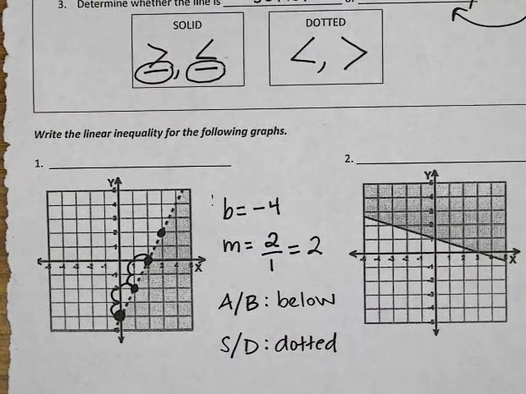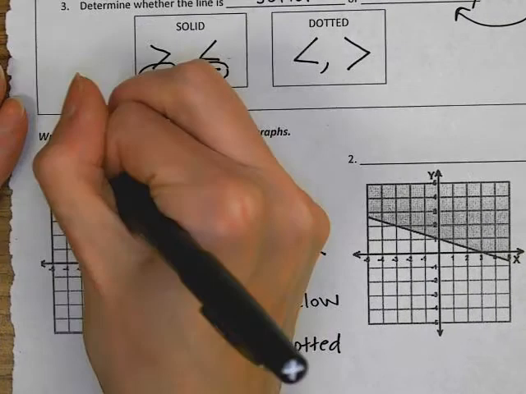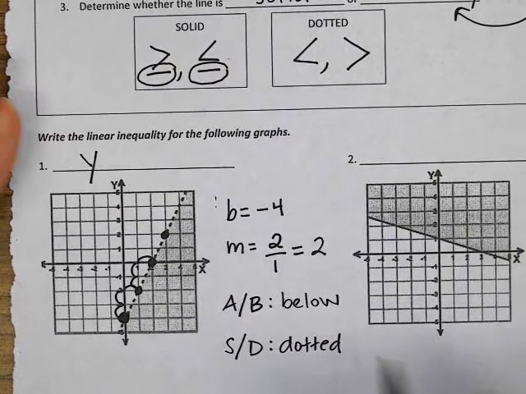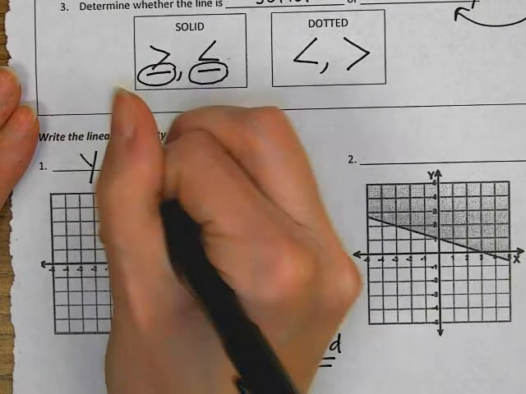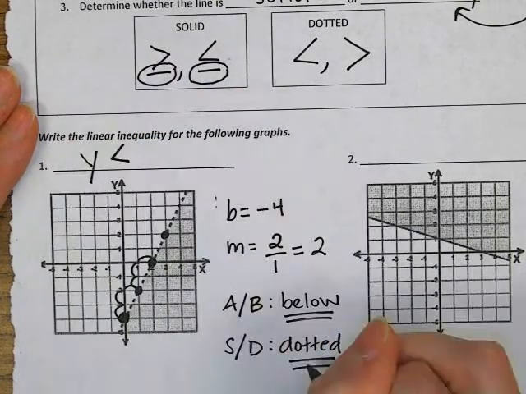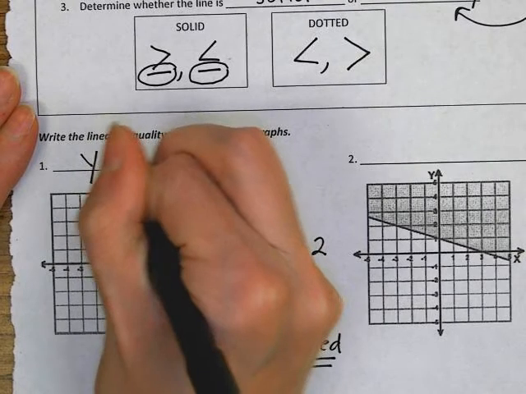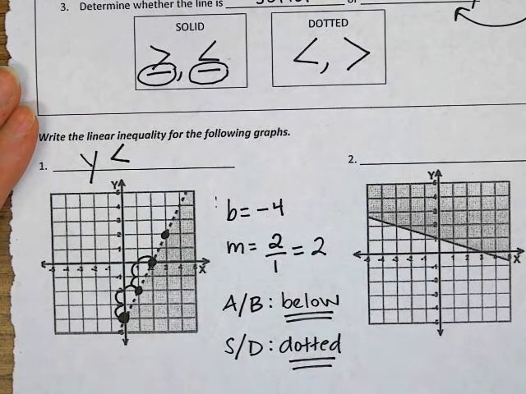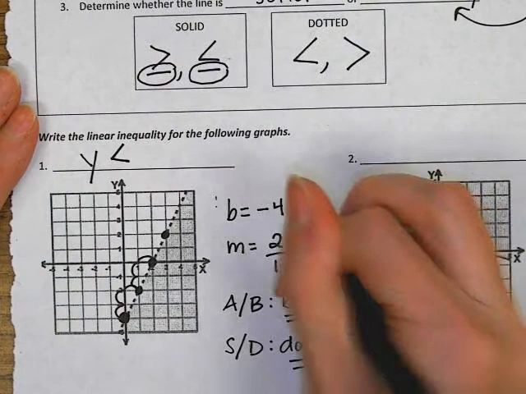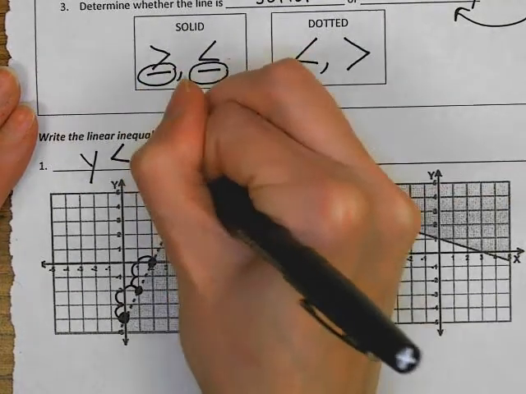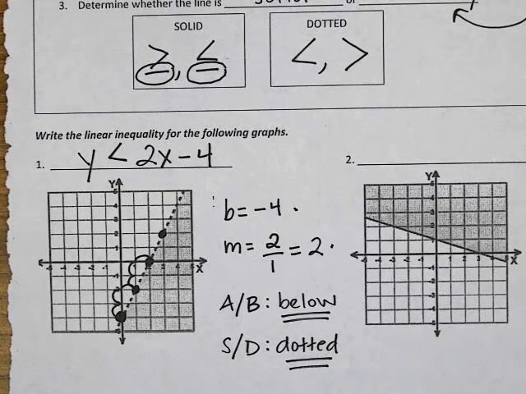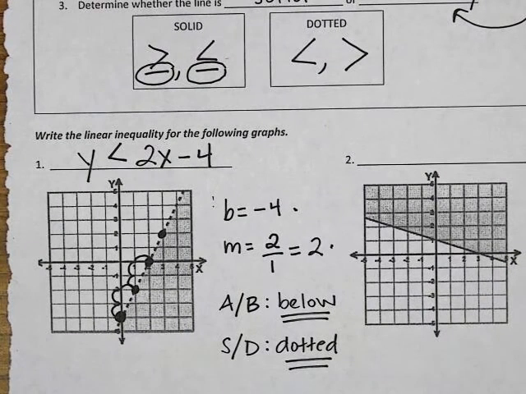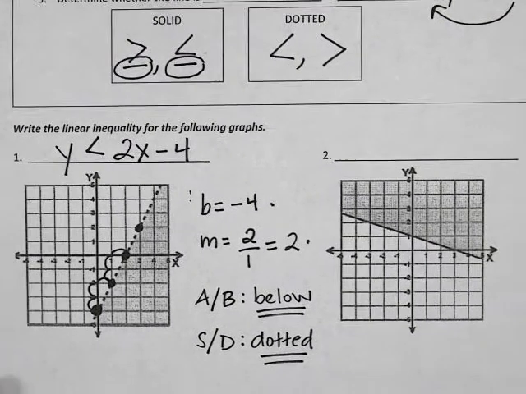Okay, so if we put all that together, let's see if you guys can write the inequality. So it's going to be y, okay, it's below and dotted. If it's below, it's less than, and if it's dotted, don't put the extra mark, right? Strictly less than, and then just mx plus b. Slope is 2, so 2x plus b is -4. So y is less than 2x minus 4. It's just going backwards what we did before.